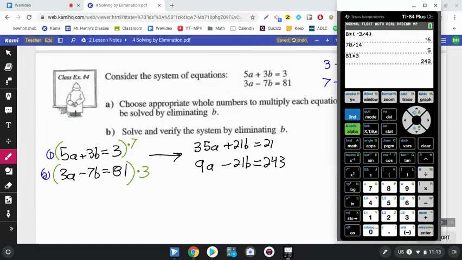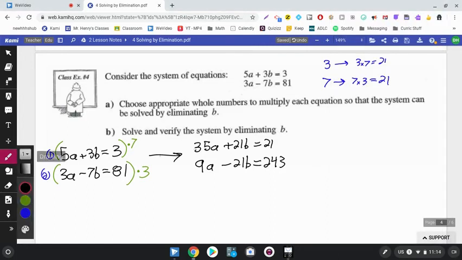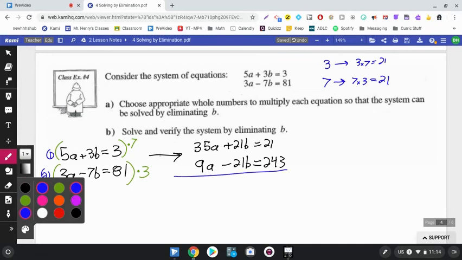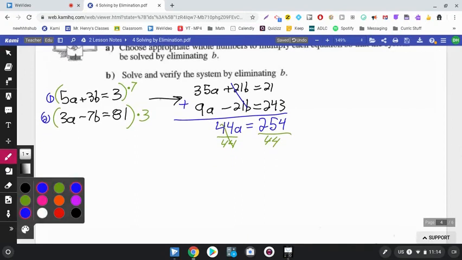81 times 3, yeah. Okay, and now it's all set up, because if I add these, the 21b and negative 21b cancel out. I get 44a equals 243 plus 21, which is 254, and I'm going to solve. So elimination, this is nice, right? This is a really easy solve for your first variable.